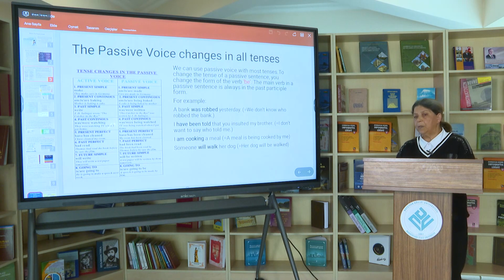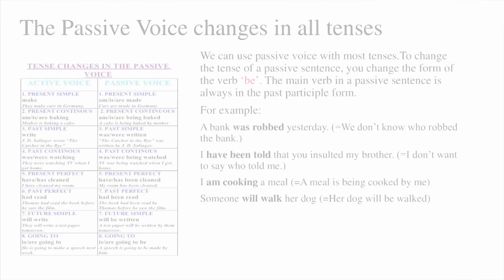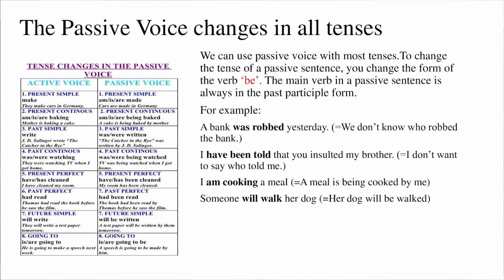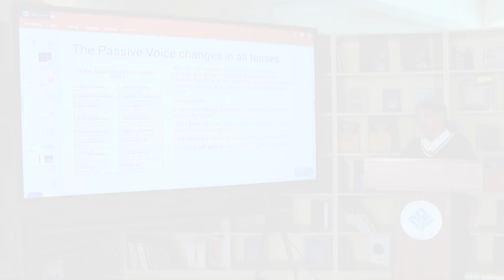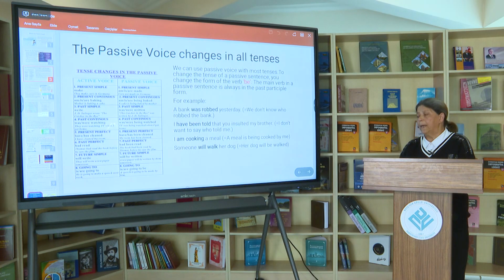Or in present perfect tense, we know that for active form it is have plus verb 3. But in passive construction, it is have, has been plus verb 3 or past participle. I have cleaned my room. In the passive voice, it will be my room has been cleaned. For past perfect tense, for example, if we say, I had finished my work by that time yesterday, in the past perfect passive voice, it will be the work had been finished by me by that time yesterday.